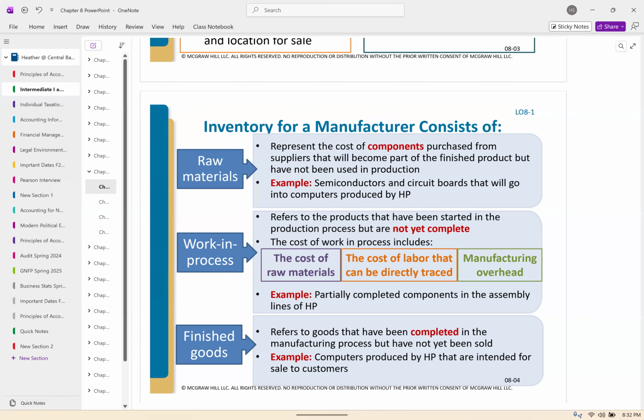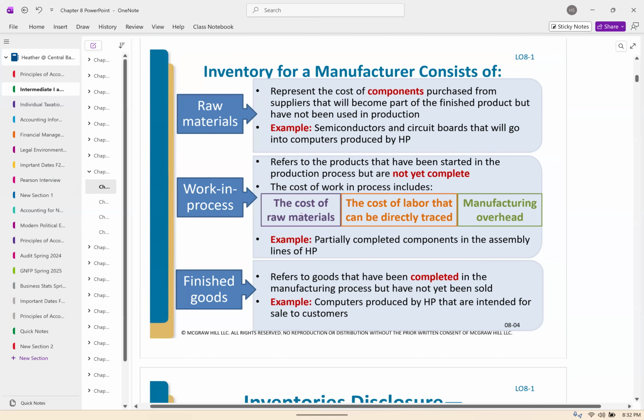Okay. And then those costs, remember your direct materials, direct labor, manufacturing overhead. Those are the three things that go into work in process. Then when it's done and it's just sitting in inventory ready to be sold, it's classified as finished goods.